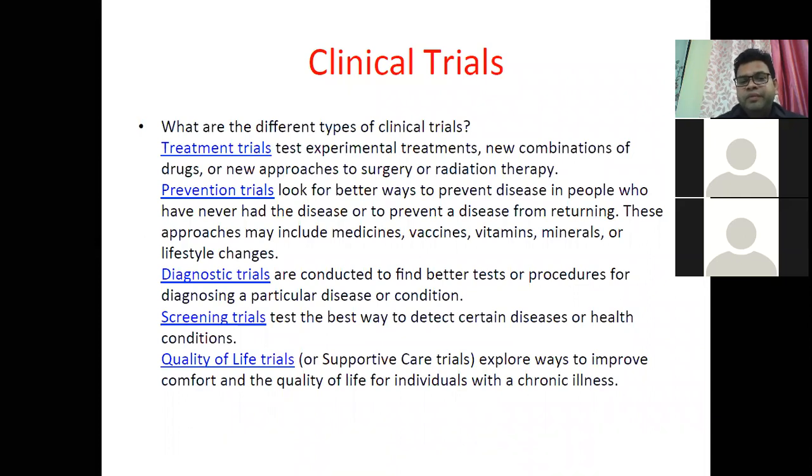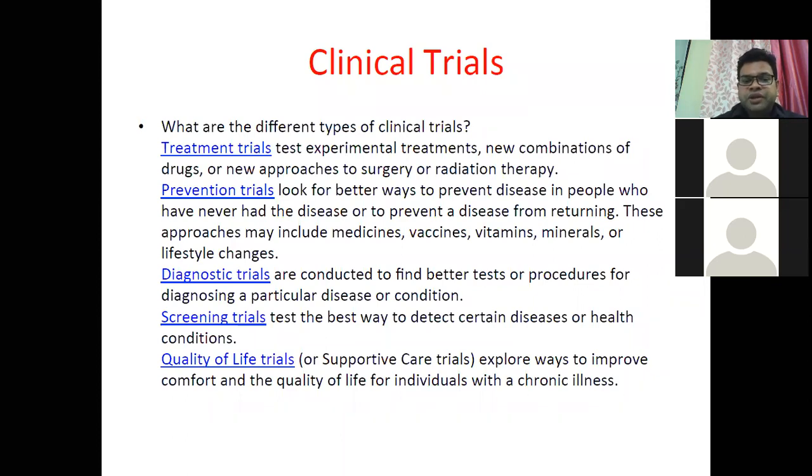Next are prevention trials. These look for better ways to prevent a disease in people who never had the disease, or to prevent a disease like COVID-19 that has never occurred before. These approaches may include medicines, vaccines, vitamins, minerals, or lifestyle changes. So these are prevention trials.